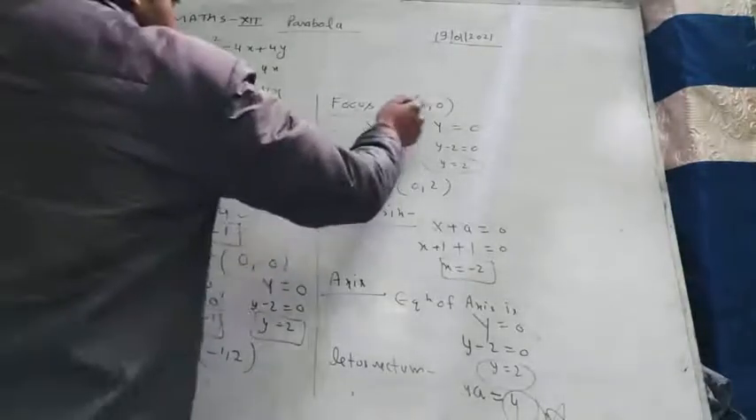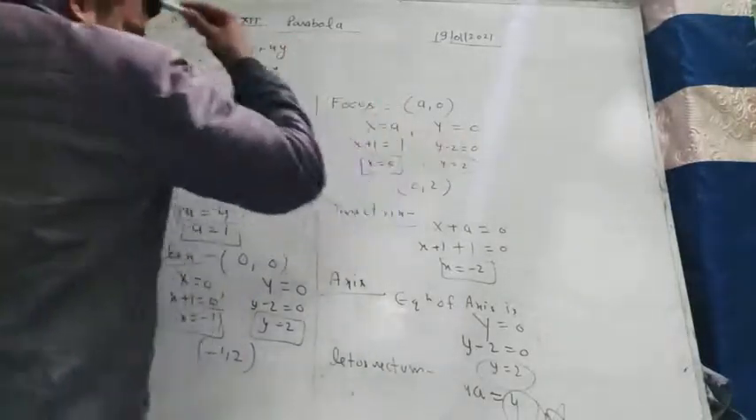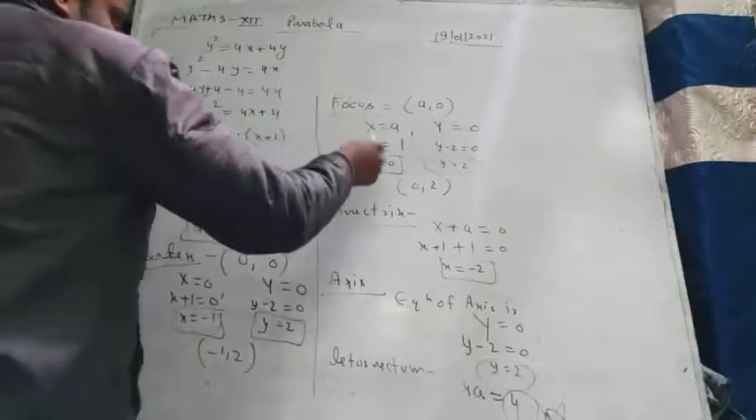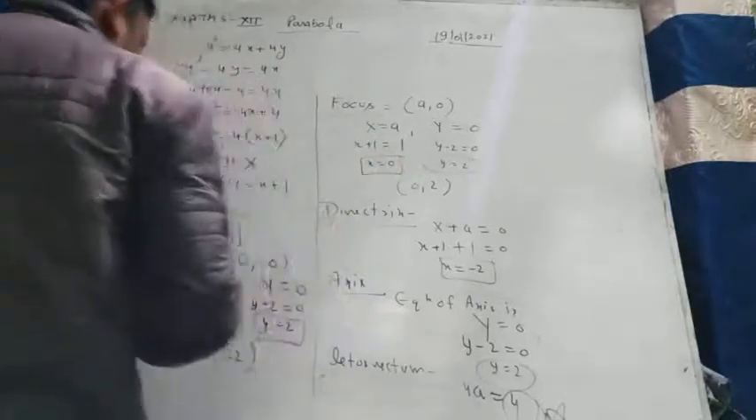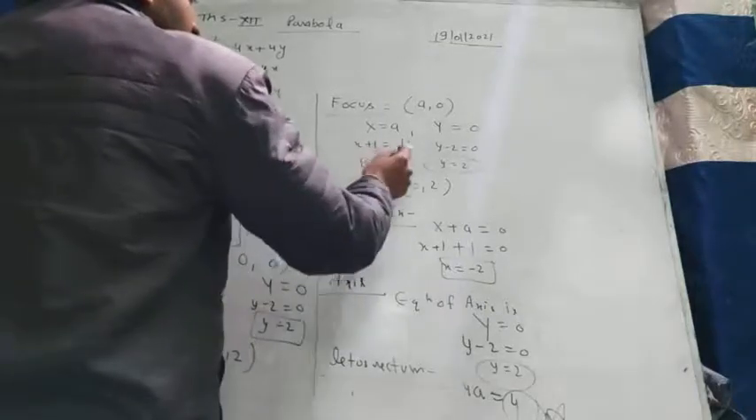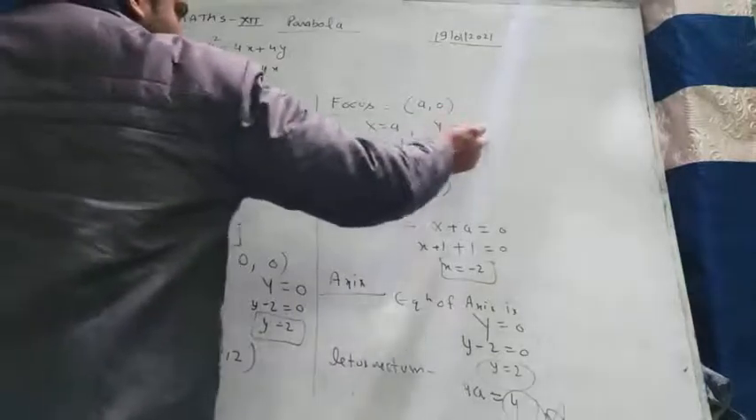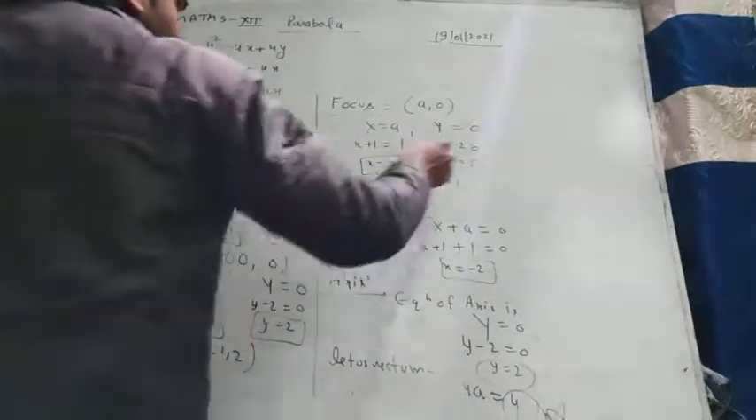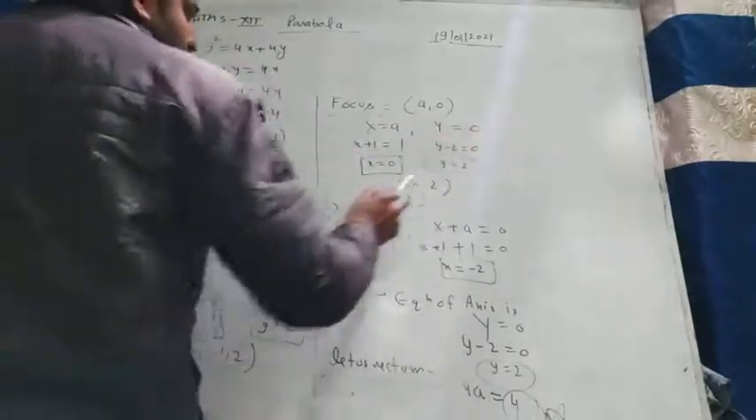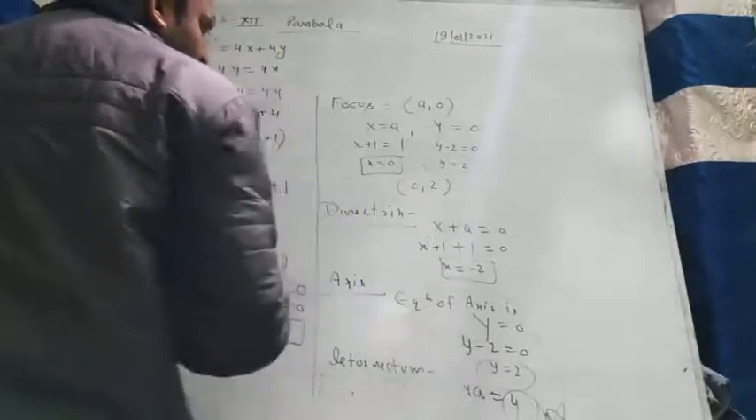Now our focus is a, 0. So X is equal to a and Y is equal to 0. So x plus 1 is equal to 1 because a is 1. So x will be equal to 0. Now Y is equal to 0, so y minus 2 is equal to what? y is equal to 2. Okay, so our focus is 0, 2.